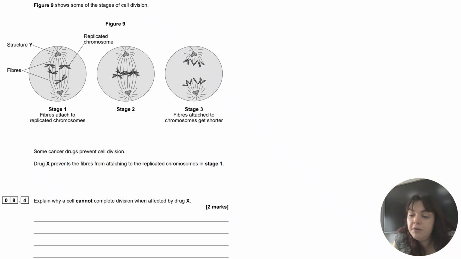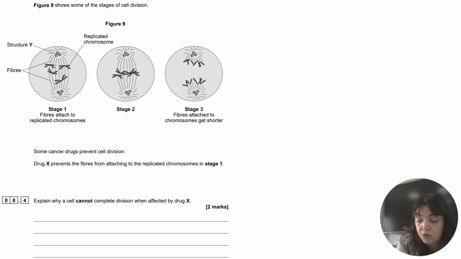Figure 9 shows some of the stages of cell division. So we've got stage 1, 2, and 3. Stage 1, fibers attached to replicated chromosomes. Stage 3, fibers attached to the chromosomes get shorter. Some cancer drugs prevent cell division. Drug X prevents the fibers from attaching to the replicated chromosomes in stage 1. Explain why a cell cannot complete division when affected by drug X.